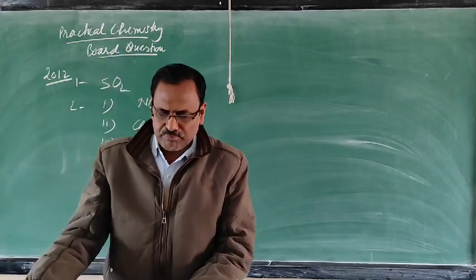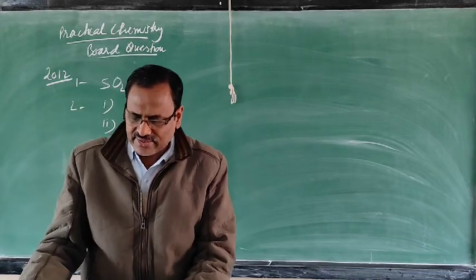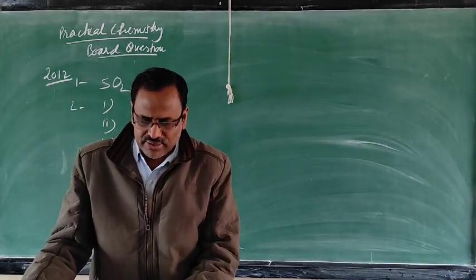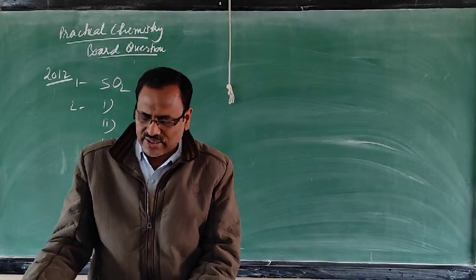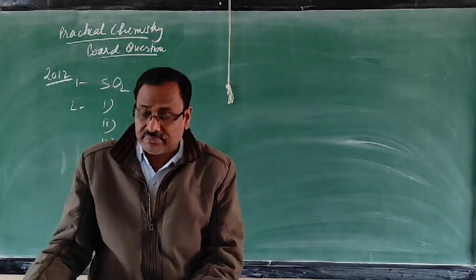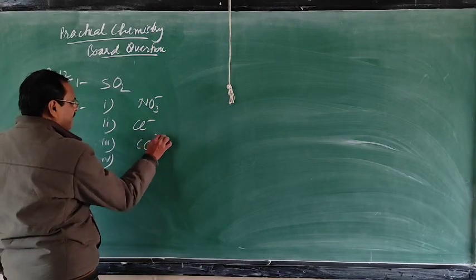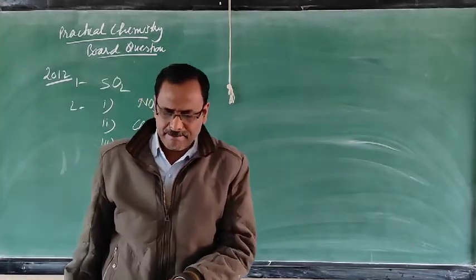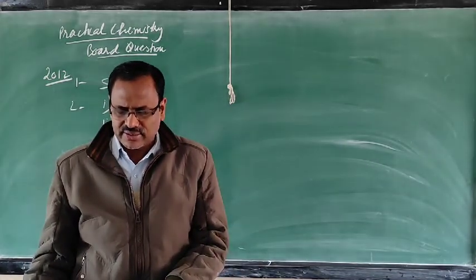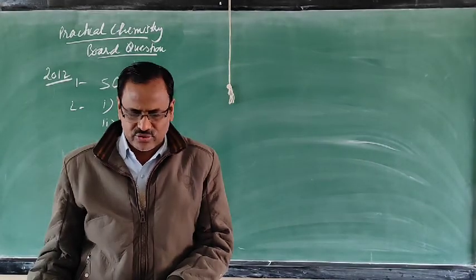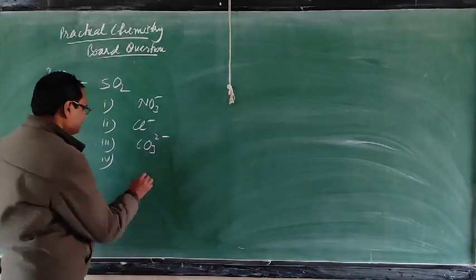Then the third one: compound Z on reacting with dilute sulfuric acid liberates a gas which turns lime water milky, but the gas has no effect on acidified potassium dichromate. It means carbon dioxide is there, and only metal carbonate can give carbon dioxide. So the anion will be carbonate. Now the fourth one: compound L on reacting with barium chloride solution gives a white precipitate insoluble in dilute hydrochloric acid or dilute nitric acid. So this anion will be sulfate.